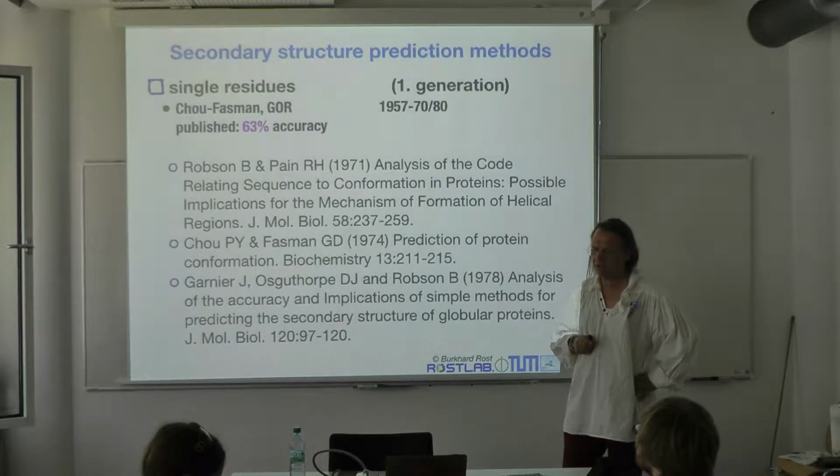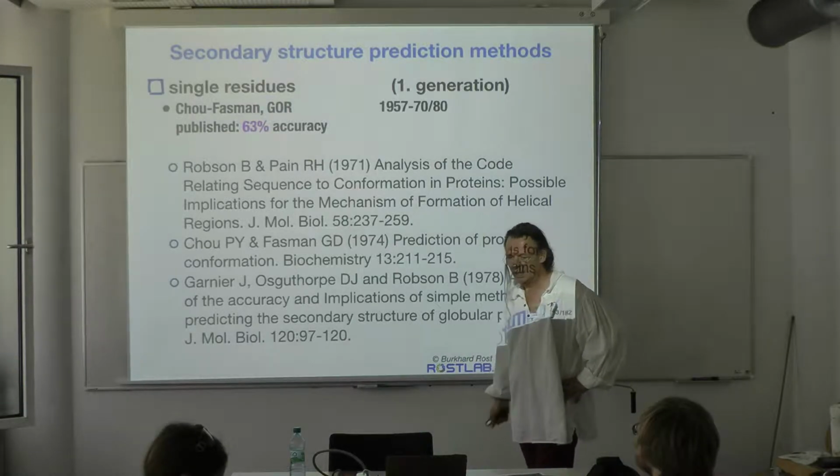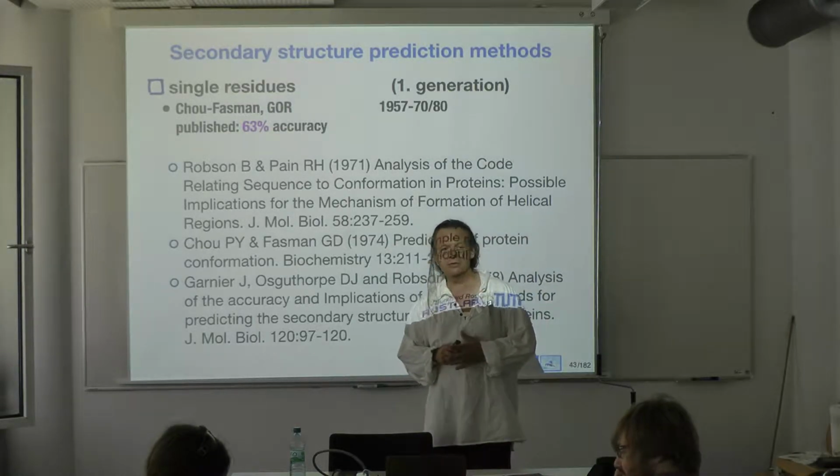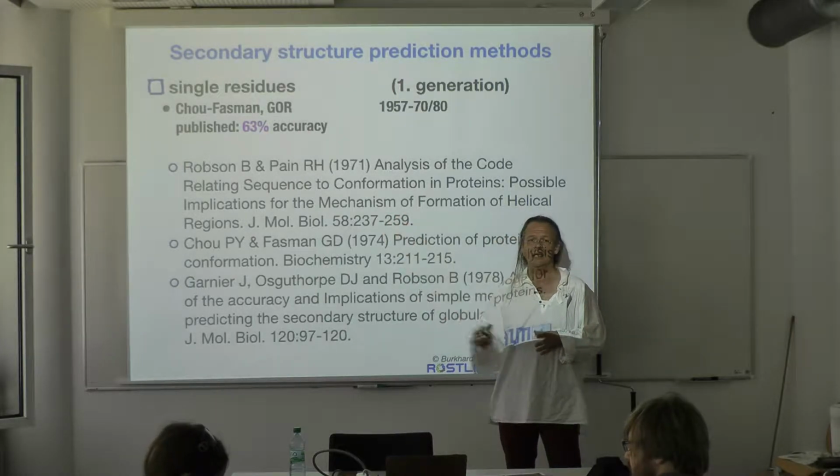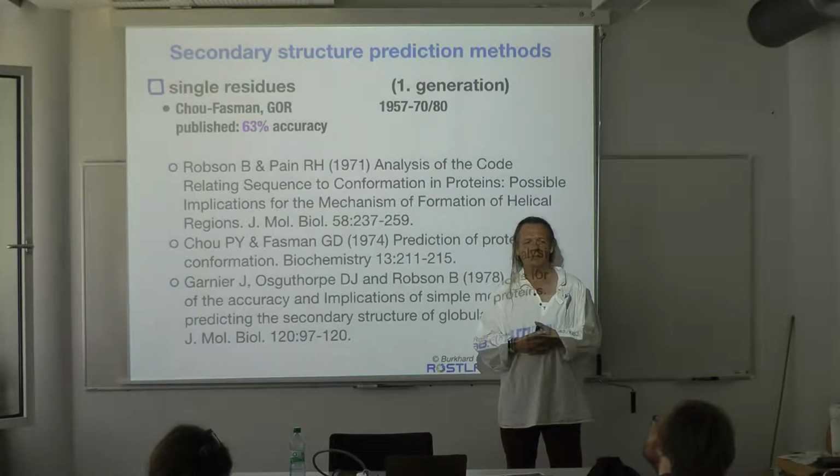So, I actually published, let's get back to this point here. The method published a level of 63% accuracy in this Q3 measure. Is 63% a high number? That's better than random. What is random?